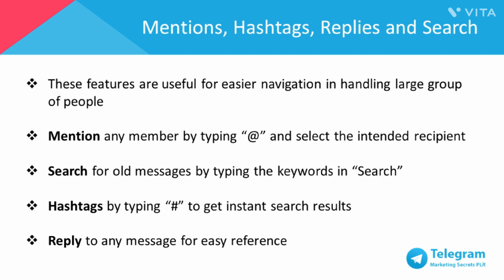Mentions, hashtags, replies, and search are features that are useful for easier navigation in handling large groups of people. You can even mention any members of the group by typing @ and then their alias, and select the recipient's name even if you don't have their username. You can also save time when searching for old messages by typing the keywords in search, and the keywords will be highlighted in the messages. Hashtags can be used to get instant search results just by typing in the # or hashtag before the word, and it becomes clickable. As an easy reference, you may select to reply to any message so that everyone knows which message you're referring to. You can also quickly go through the original message just by tapping on the quote.